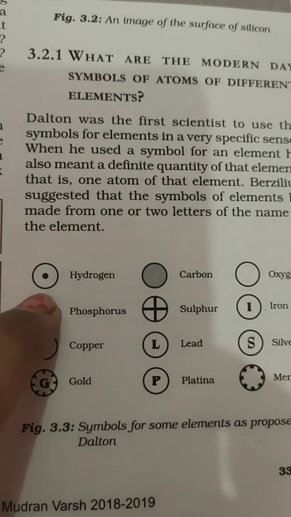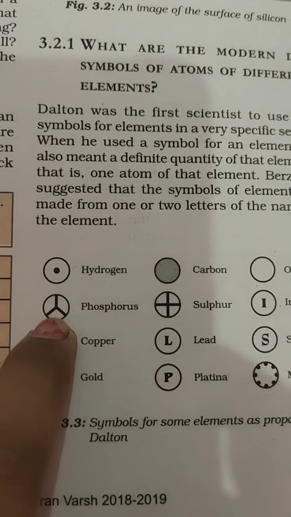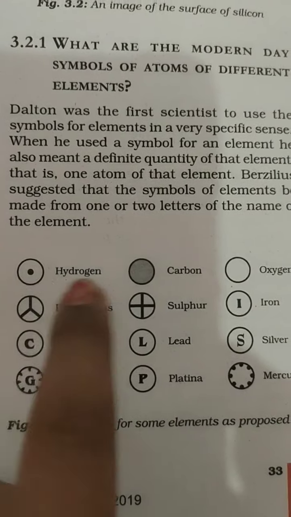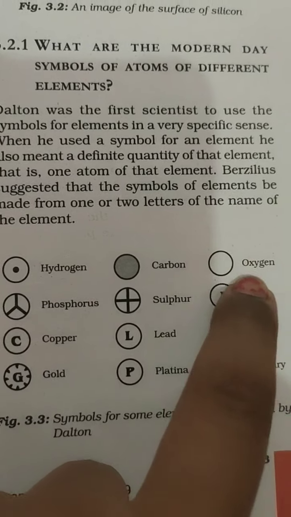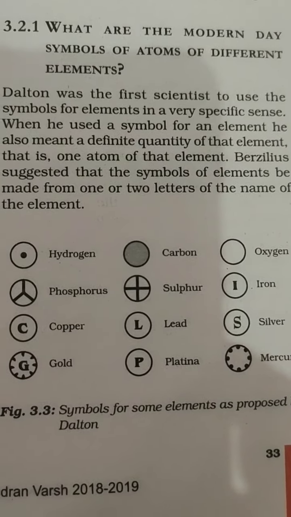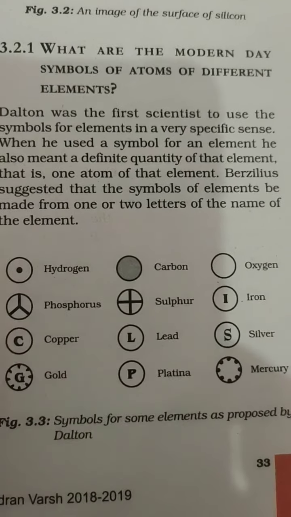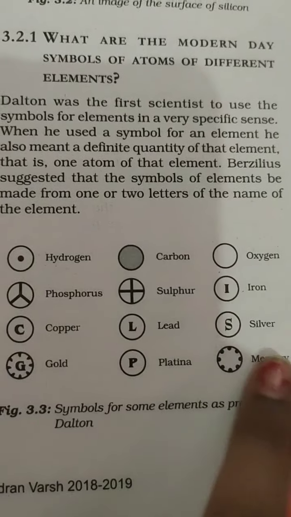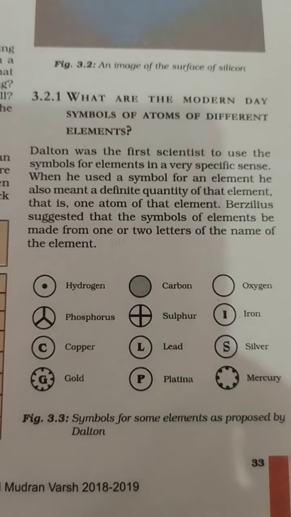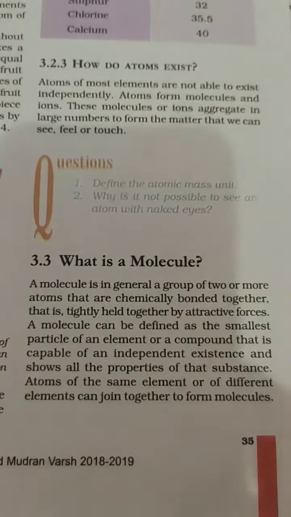So this is a circle with a dot, called hydrogen, and then this sign is phosphorus. Mainly the questions are asked on hydrogen, carbon, and oxygen. Oxygen is just a ring, and carbon is a ring with a black dot in it. Copper is a round with a C in it. So these three are important. You don't have to learn all these symbols, because only these three are asked. Because we don't use them anymore, they are not required to be learned.